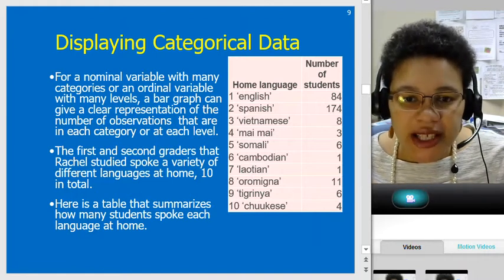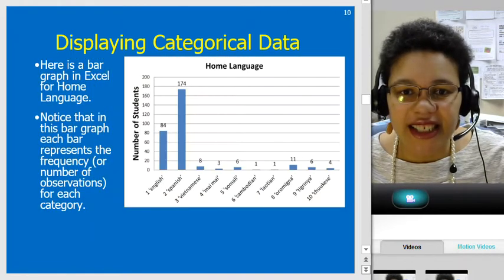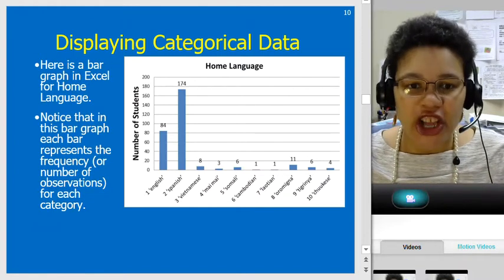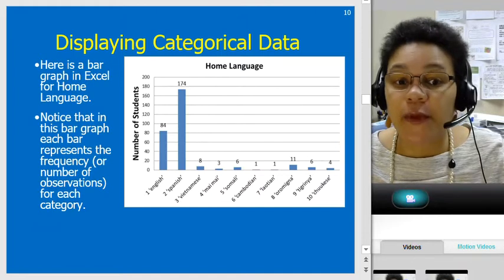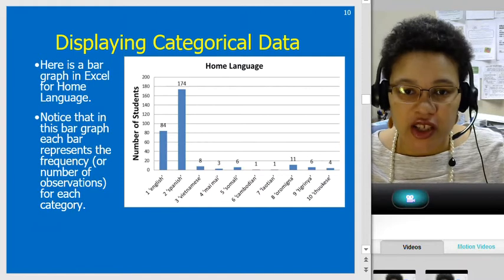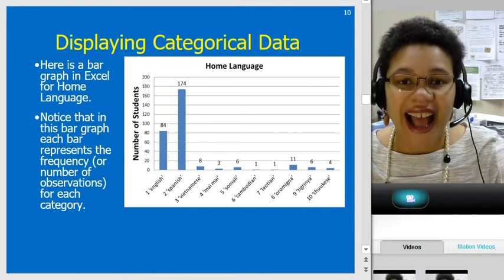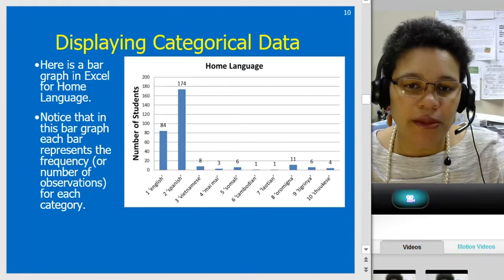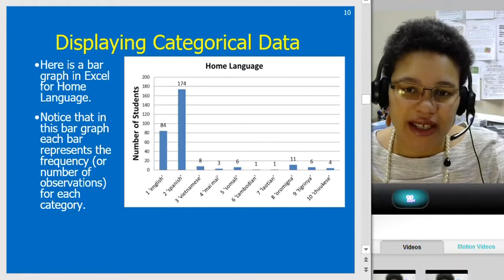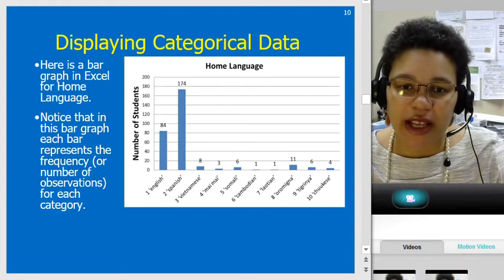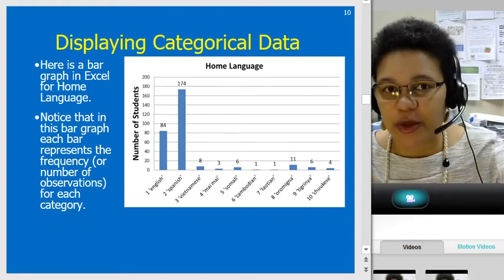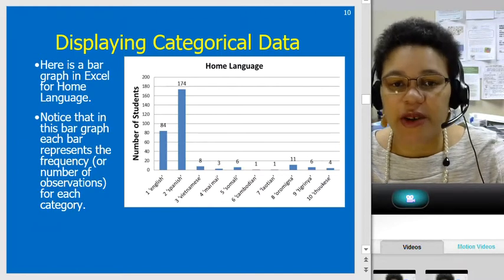Okay, so let's see. Continuing on. Here's a bar graph in Excel for home language. Notice that for this bar graph, each bar represents the frequency or number of observations for each category. So you get the number of students: English, Spanish, Armenian. Okay, the frequency. This bar graph represents the frequency. I have a title on my graph. I've labeled my y-axis. There's no label on my x-axis. It's kind of explanatory because the title says home language. This whole title should have been the label on my x-axis, and the title should have been the number of students speaking each language.